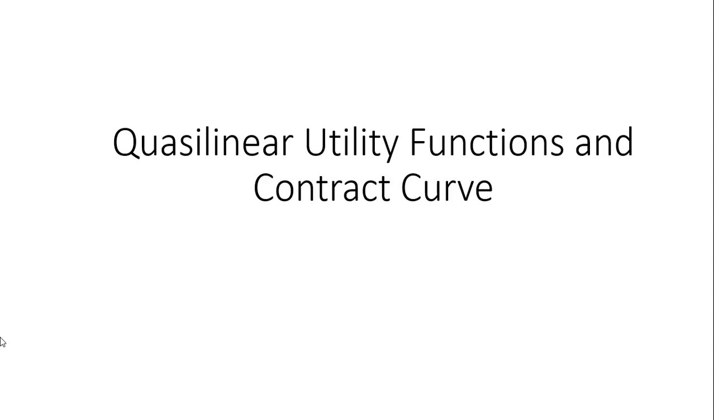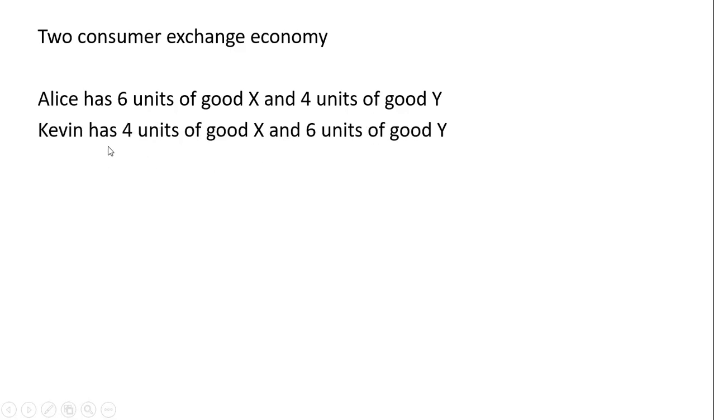We're going to look at a two-consumer exchange economy where the consumers have quasi-linear utility functions. From that, we're going to derive the contract curve. So, two-consumer exchange economy: we're going to have Alice, who has 6 units of good X and 4 units of good Y, and Kevin with 4 units of good X and 6 units of good Y.